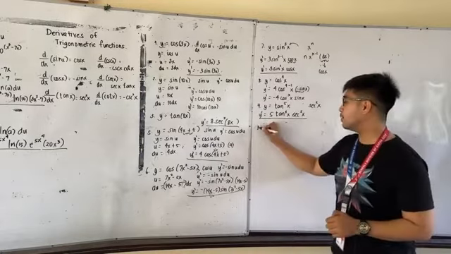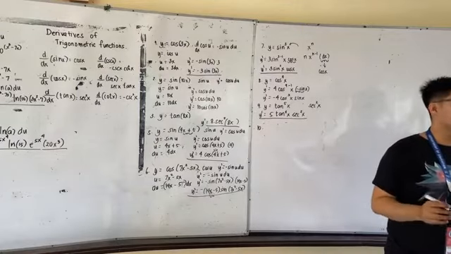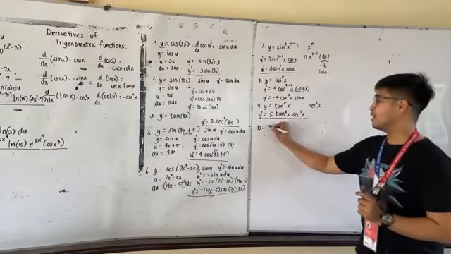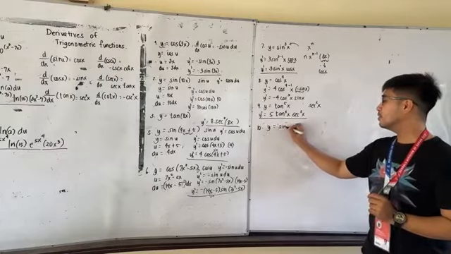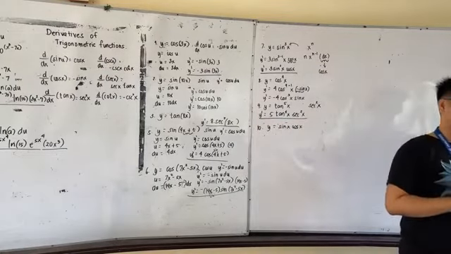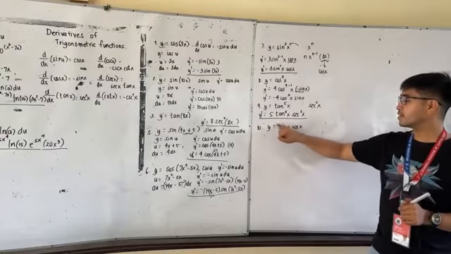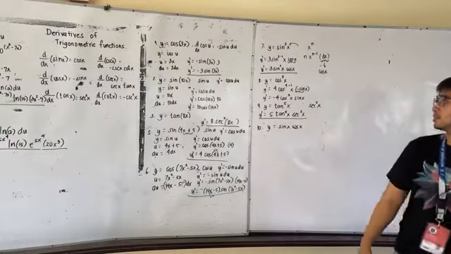So, next example. For number 10, let's try naman using product rule. Okay. Y is equal to sine x cosine x. What is the derivative of y is equal to sine x times cosine of x?